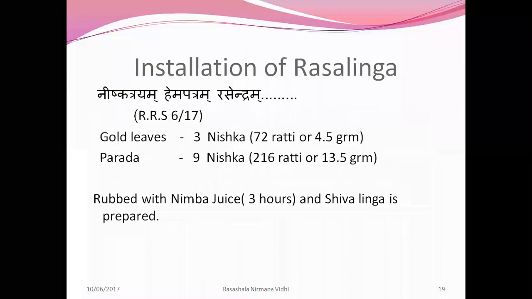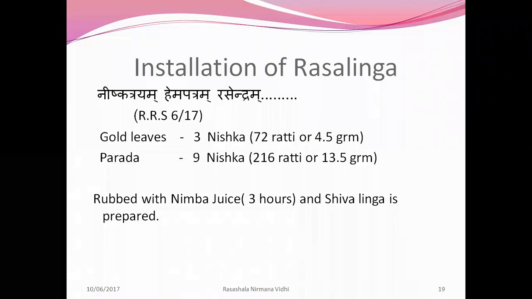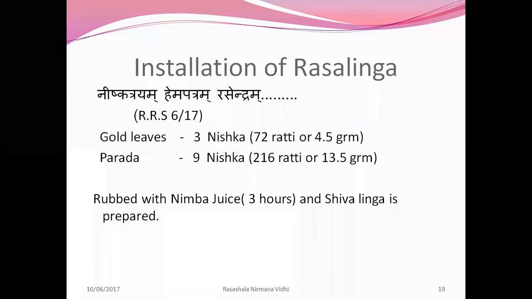Nishkatrayam Hemapatram Rasendram Navanishkakam Amlena Mardayed Yamam Tena Lingam Tu Karayet. Here, one nishka pramana means three mashas. So for the preparation of Rasalinga, we need to collect three nishka pramana of hema patra, that is gold leaves, then nine nishkas of shuddha parada. Both the hema patra and shuddha parada are collected in a clean mortar. Then by adding jambira nimbu rasa, trituration is done. Amlena mardayet yamam: one yama kala is 3 hours. So it is triturated in khalva yantra for 3 hours.